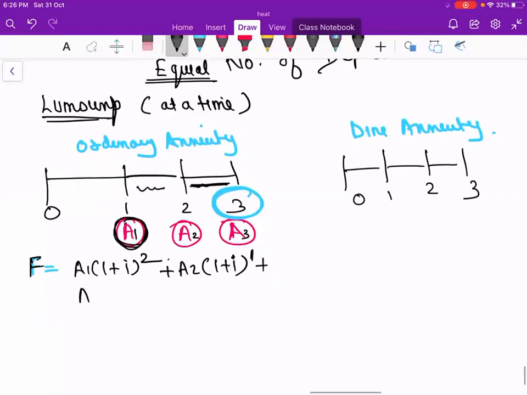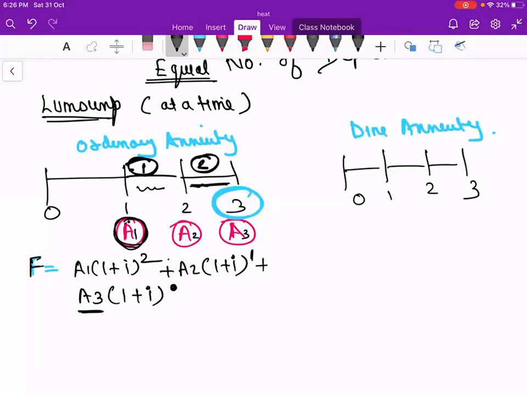Plus A3. A3 will be (1 plus I) to the power 0. You will not get any interest on the A3 value because we have just deposited the money and we have taken the money back. See here, for A1 you have deposited money. At the third year you want all the money back. So this is the 1 year, you have got interest on that.